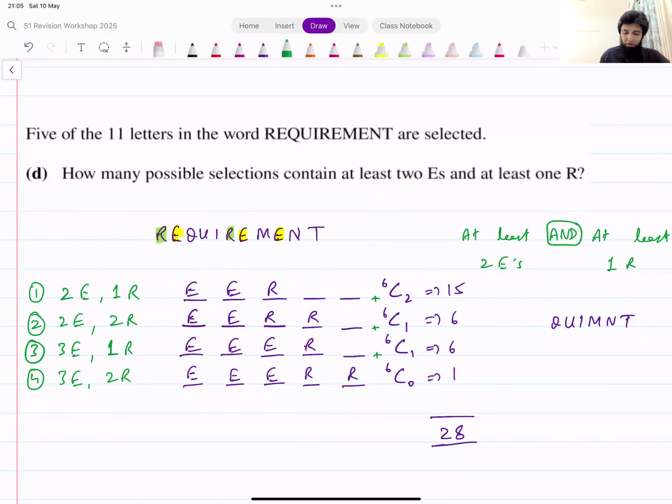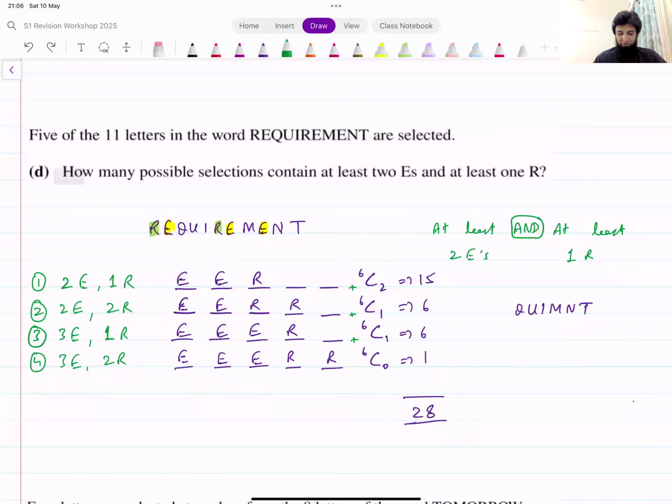And then for the second case, with 2 E's, you could have 2 R's. That's 4 letters already selected. For the remaining 1 place, you have 6 options. So 6C1, that gives you another value. Similarly, for the rest of the cases, 3 E's, 1 R, 3 E's, 2 R's, add all of them up, and that gives you the result. You can see what that is.